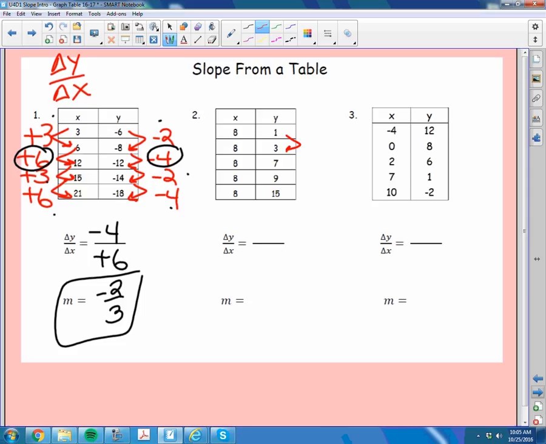How do you get from 1 to 3? Plus 2, plus 4, plus 2, plus 6. How do you get from 8 to 8? 0, 0, 0. Pick up your calculators really quickly. We'll do 2 over 0. Changing y over changing x. I want you to type in 2 divided by 0 and hit enter. And tell me what you have.